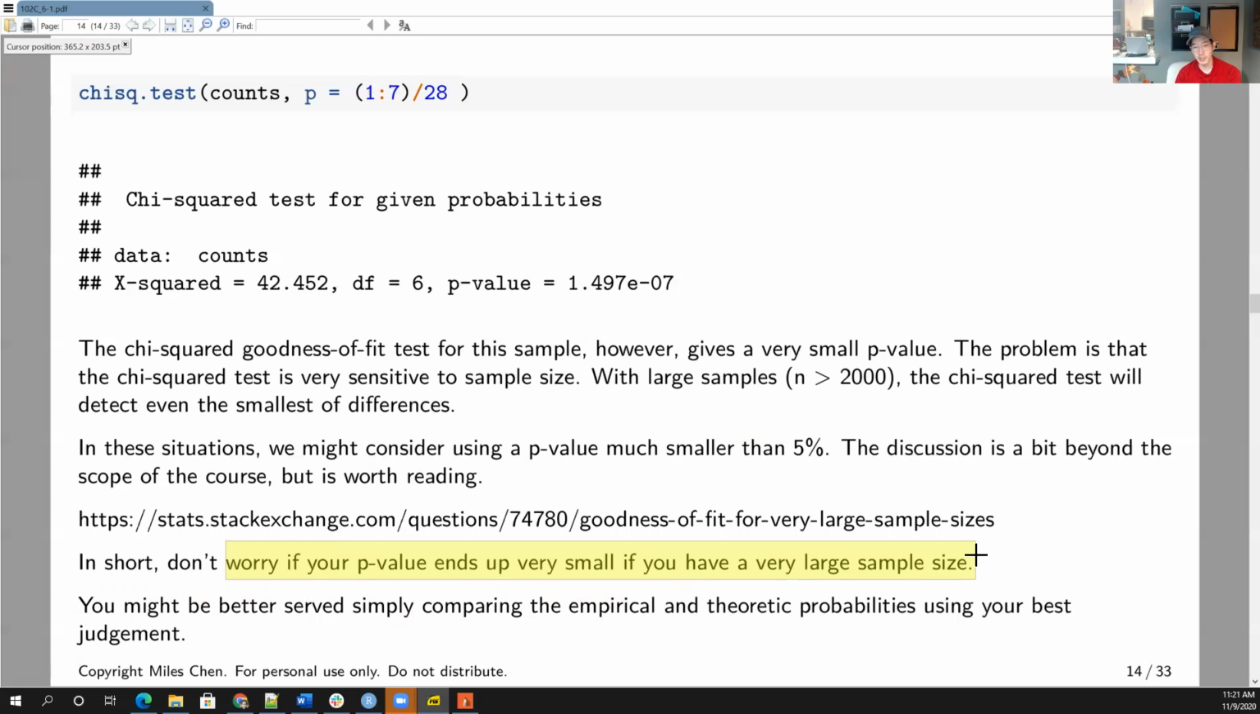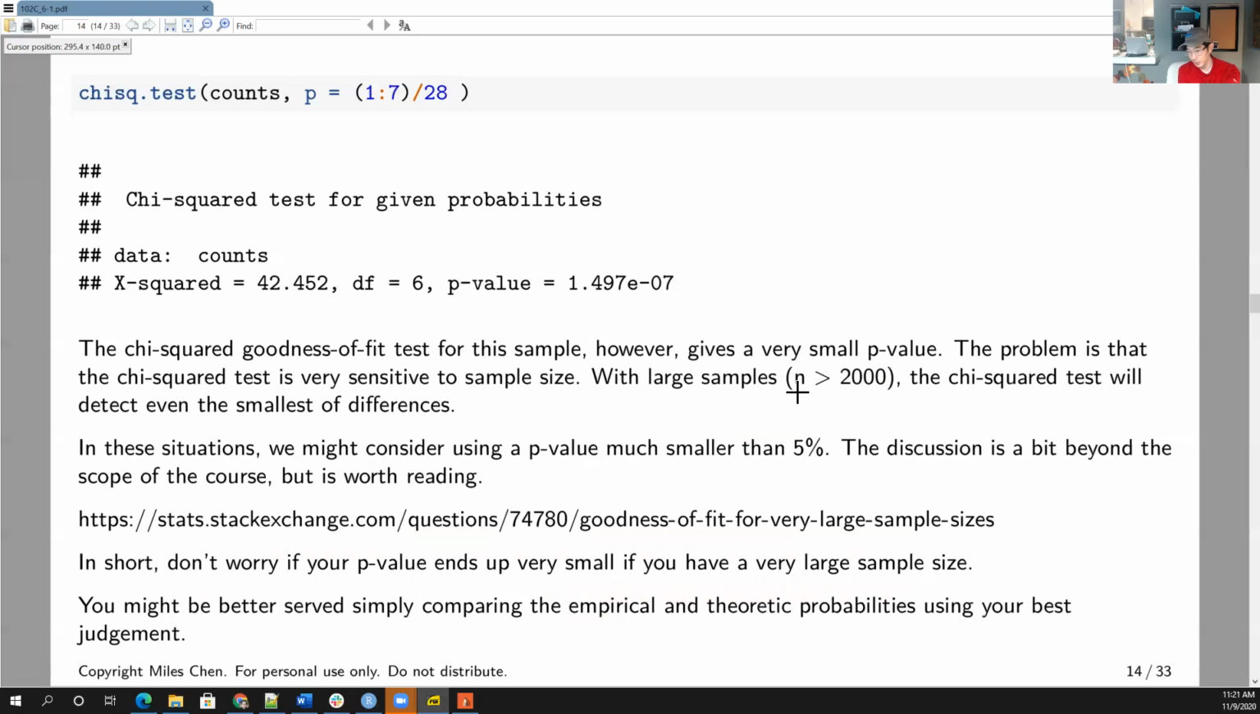Okay, I know in the homework assignments I have you use chi-squared tests quite a bit for these discrete distributions, but if you have a very large sample, it may or may not be the best test to use. Okay, and so in some cases you might be better served simply by comparing the empirical and theoretical probabilities, just using your best judgment there. All right, so if you have very large samples, again, on the order of something greater than 2,000.